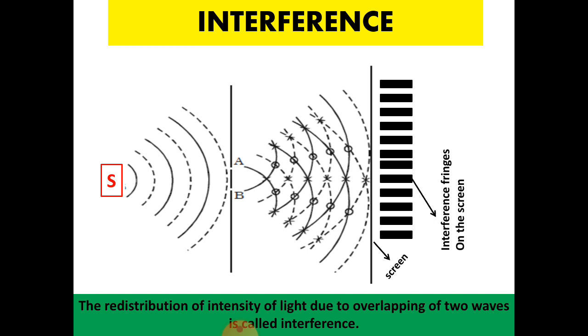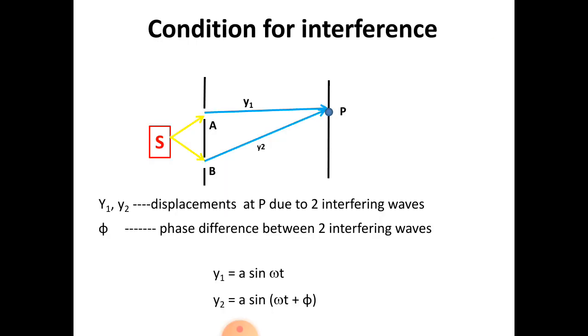Then, at points where the crest of one wave meets the trough of the other wave, the waves are in opposite phase, the displacement is minimum and these points appear dark and these points are marked by circles and this type of interference is said to be destructive interference. Thus, as a result of interference of light waves on the screen, there will be alternate dark and bright fringes formed on the screen. Now, let's see the condition for interference.